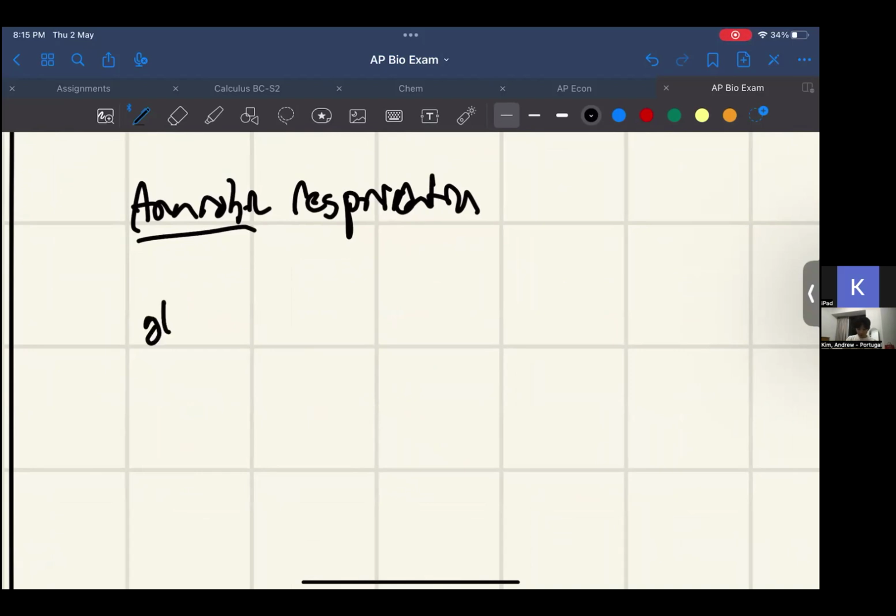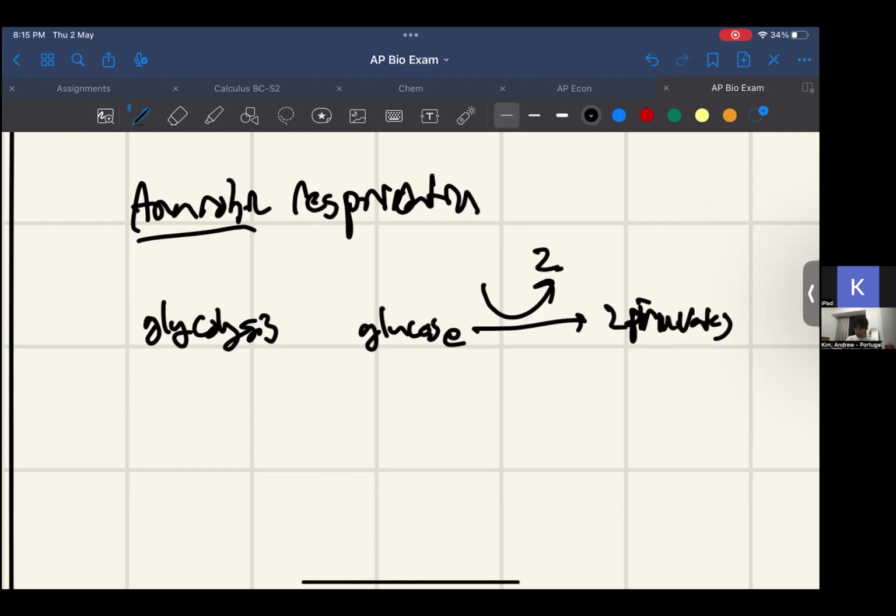So glycolysis. Now, what happens in glycolysis again? Glucose or sugar will be broken down into 2 pyruvates, right? In that process, I mentioned how 2 ATP are made and 2 NADH, electron carriers, will carry electrons, right? This was the first step of aerobic respiration. Anaerobic respiration and aerobic respiration share the very first step, which is glycolysis, right?